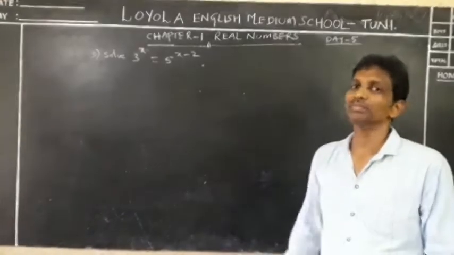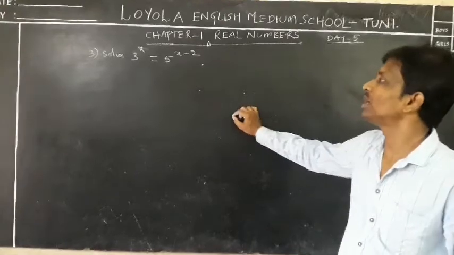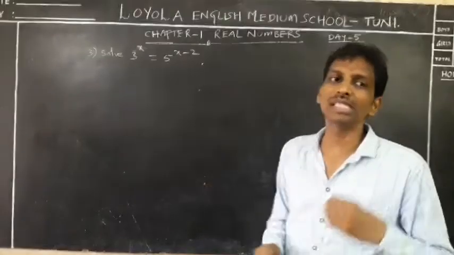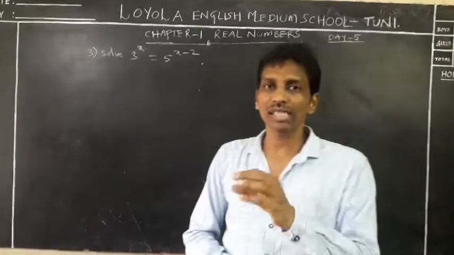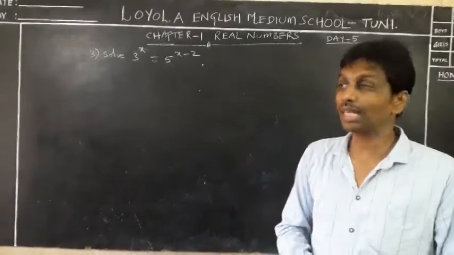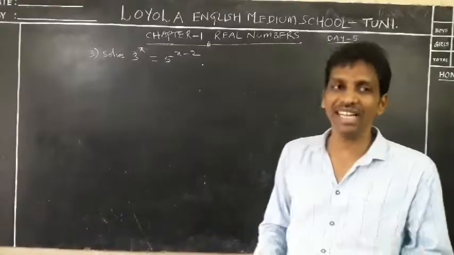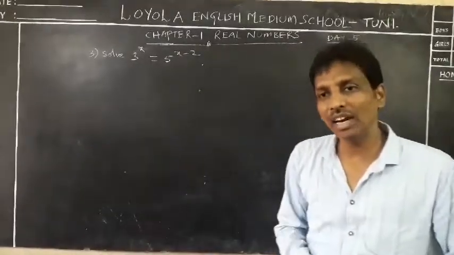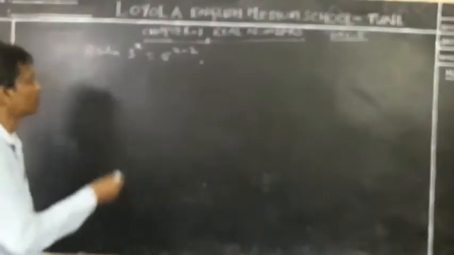Okay children, let us go through the next sum. Solve 3 power x is equal to 5 power x minus 2. You know very well, in our previous classes we might have learned that solve means we are asked to find the values of the variables present in the given equation. Luckily we have only one variable in this equation. So we are asked to find the value of x. Here solve is nothing but find the value of x. Is it clear to all? Right. Let us go through the solution.